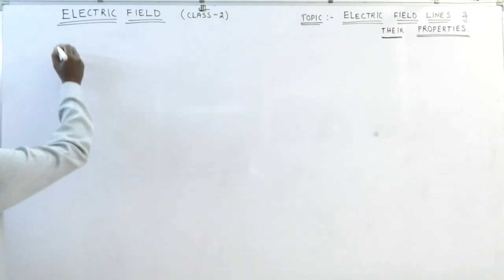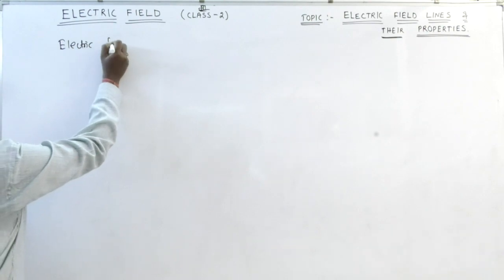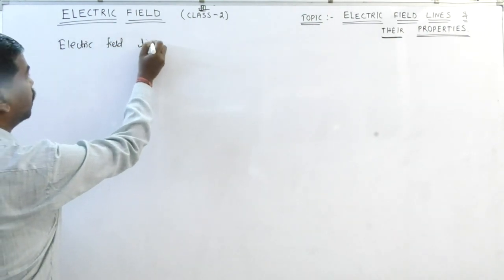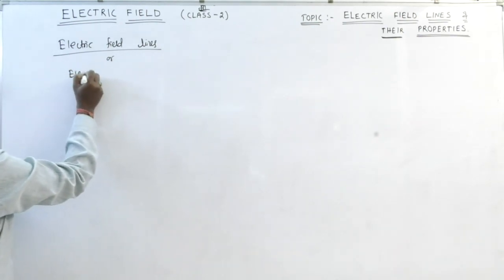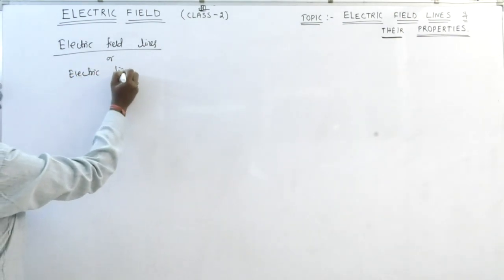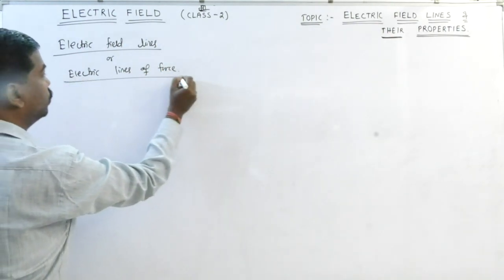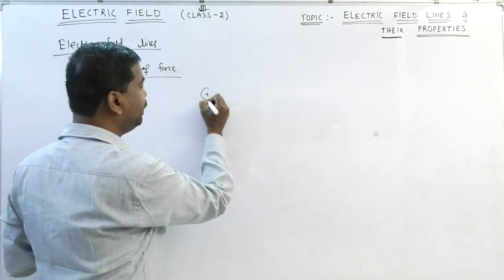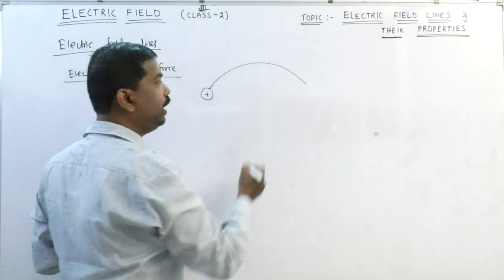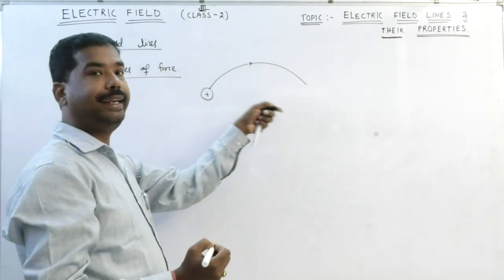So today's topic is electric field lines, or it is also called electric lines of force. What is electric lines of force? If a positive charge is urged to move freely, the path traced by it is called electric lines of force.